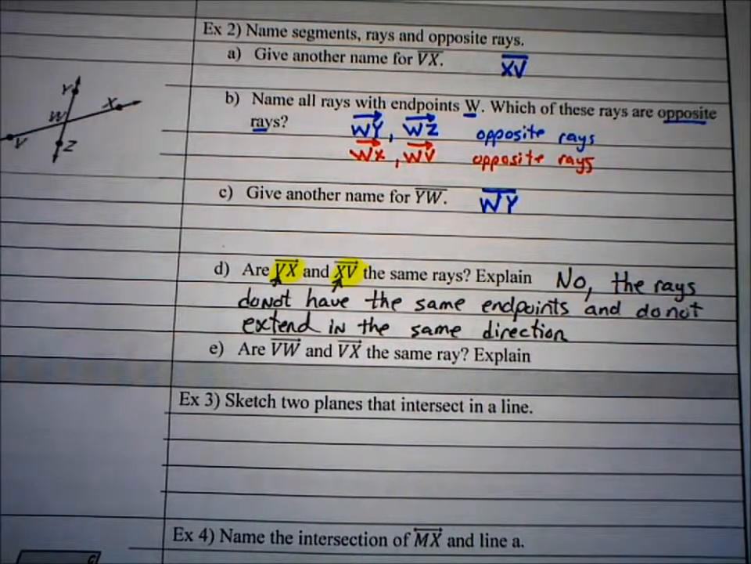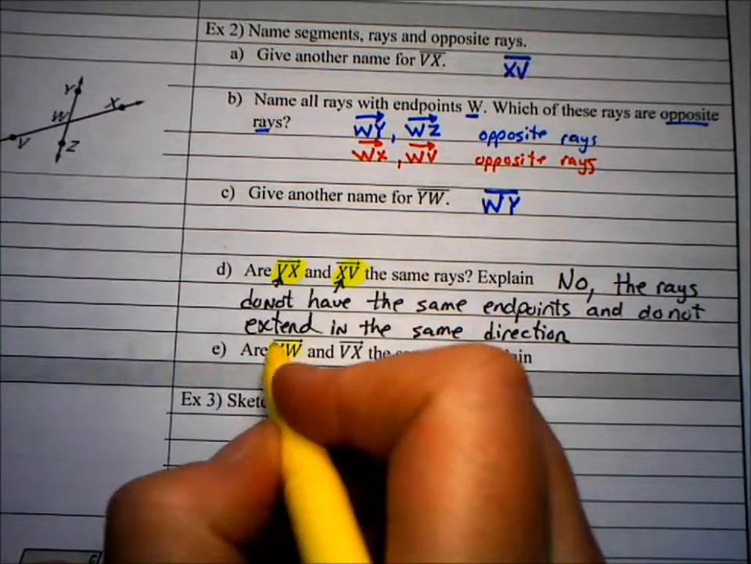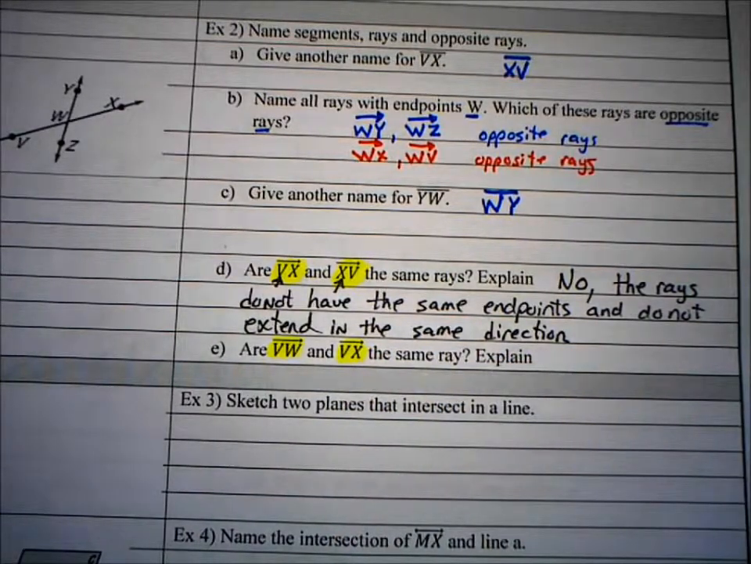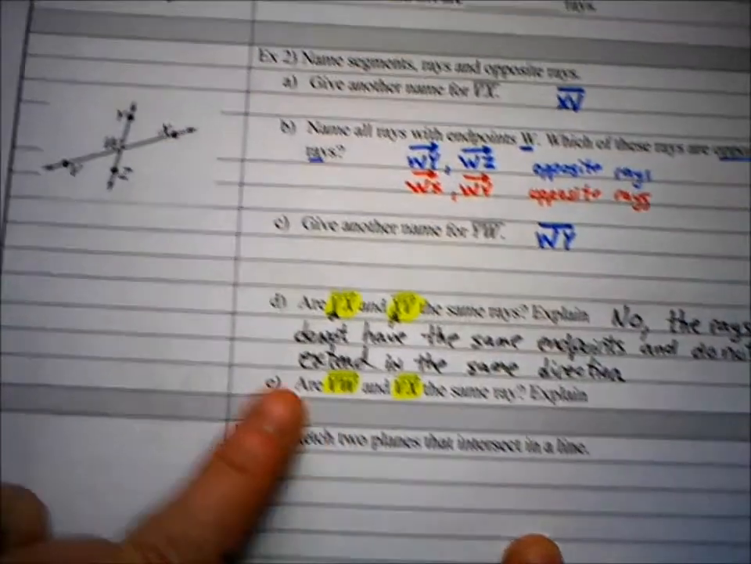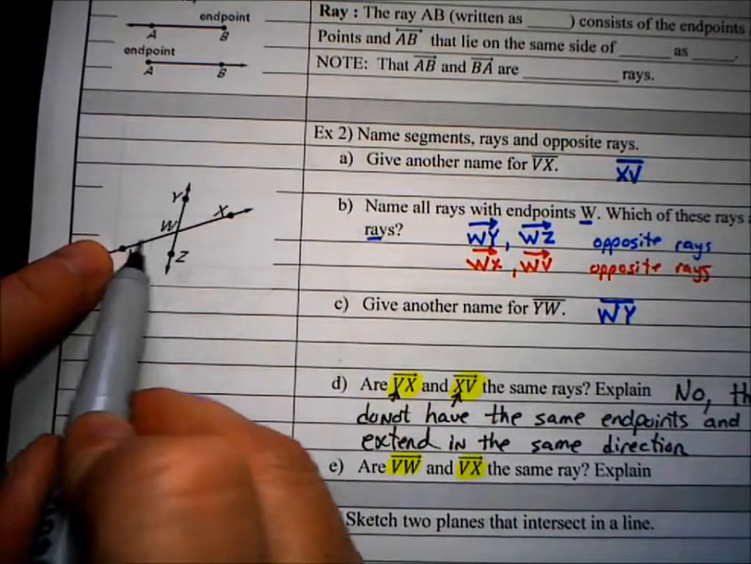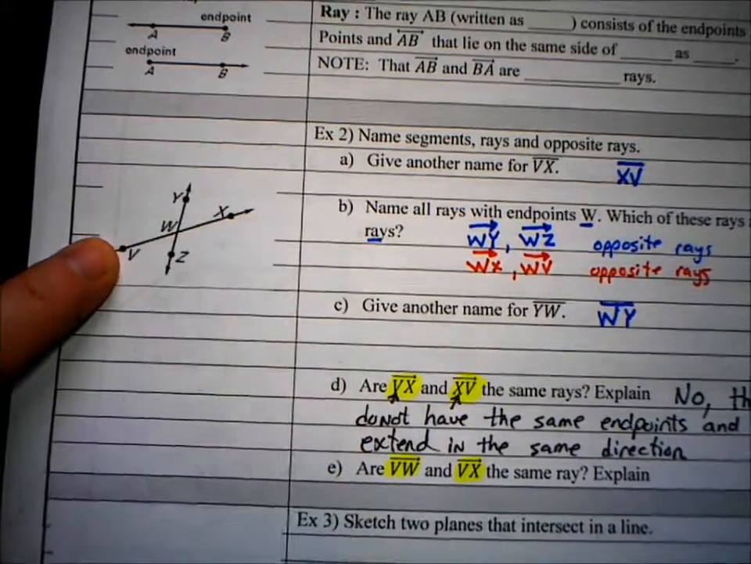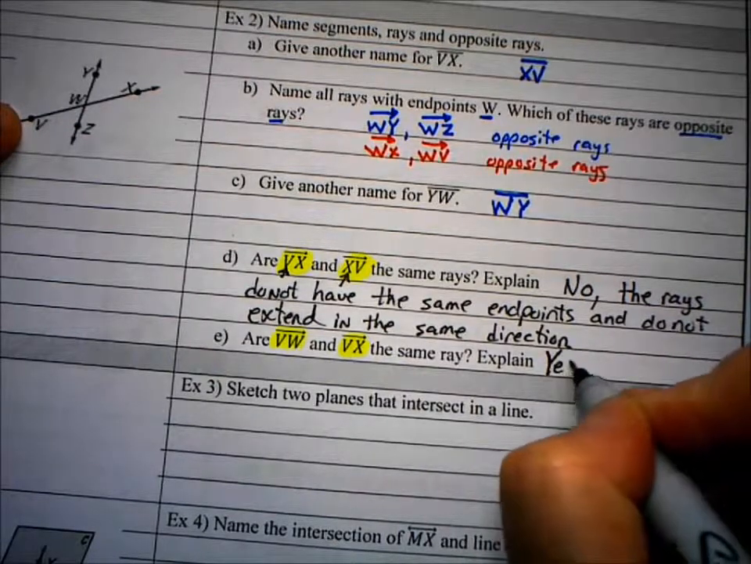On E, we're looking at rays VW and VX. They want to know if these are the same ray. I notice they both have the same endpoints, so I need to look at the picture. VW goes to the right, and VX also goes to the right. So we're going to say that these are the same exact ray, so I'm going to put a yes.